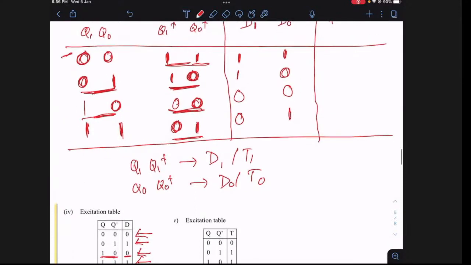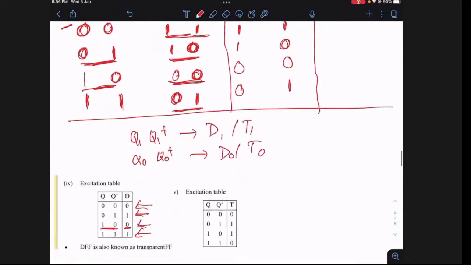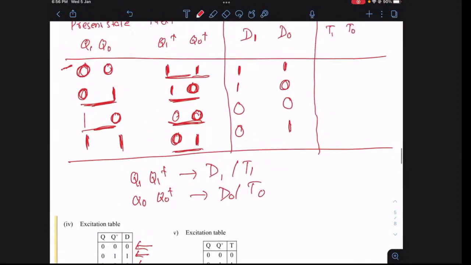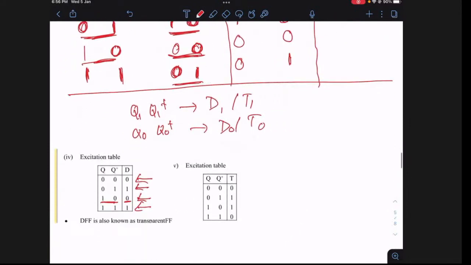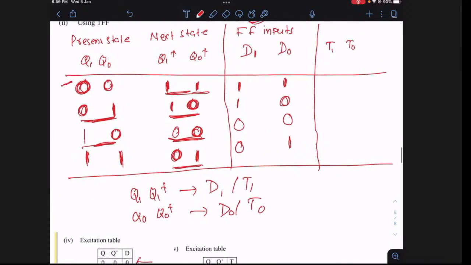The same story you can repeat for the T flip-flop by referring to the excitation table of the T flip-flop. Again, 0 and 1, so you get here 1. Then again, this is 0 and 1, so you again get 1.